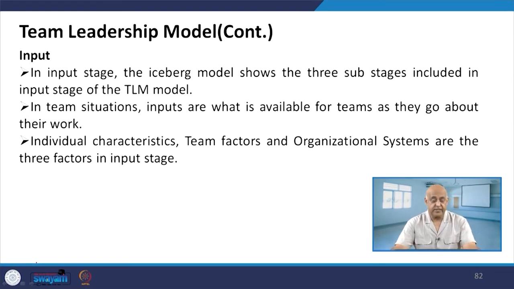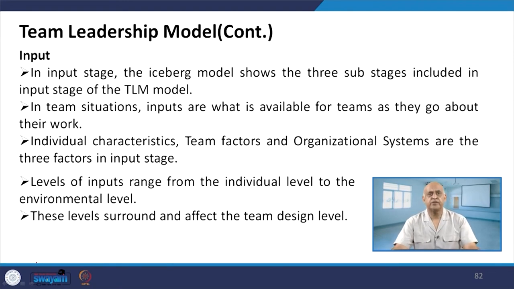In the input process, the iceberg model shows that there are three sub-stages included in the stages of the team leadership model. In team situations, inputs are what is available for teams as they go about their work, and the individual characteristics, team factors and other systems are the three factors in the input stages.